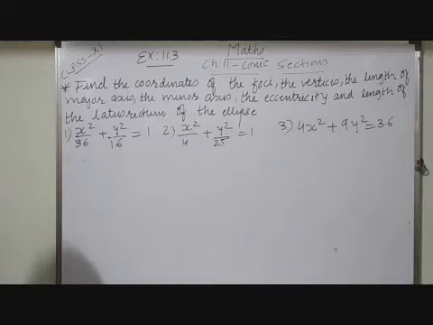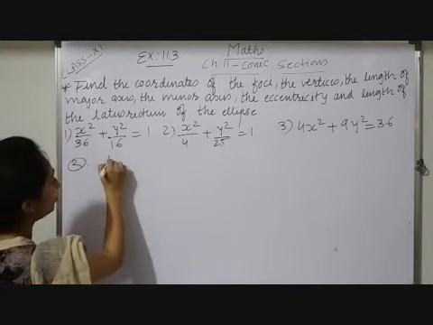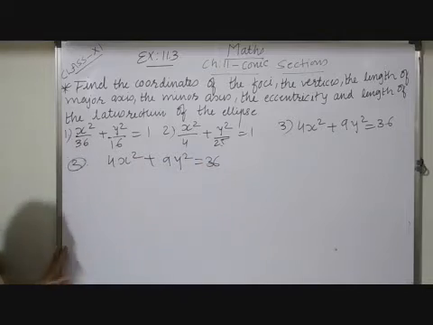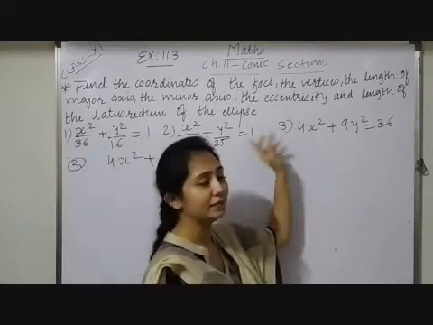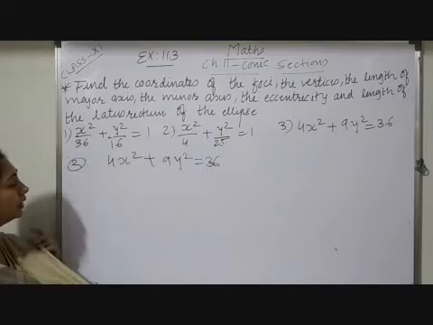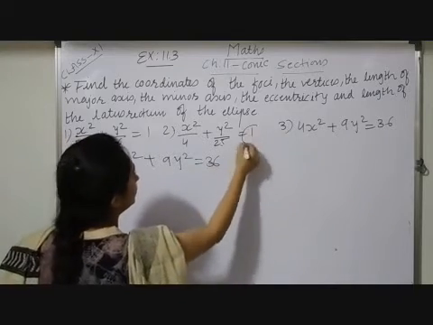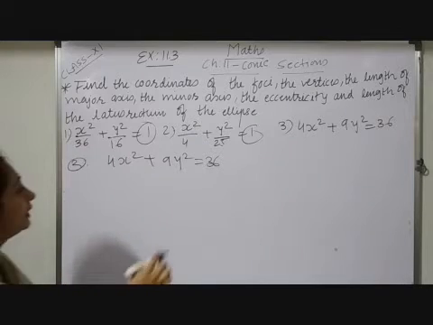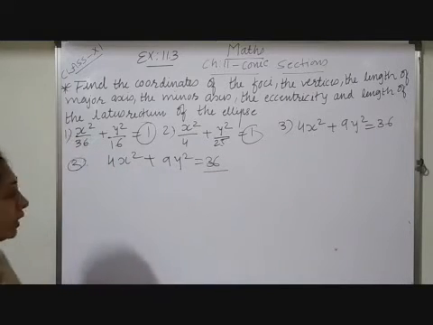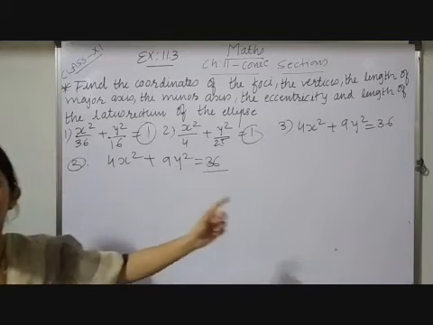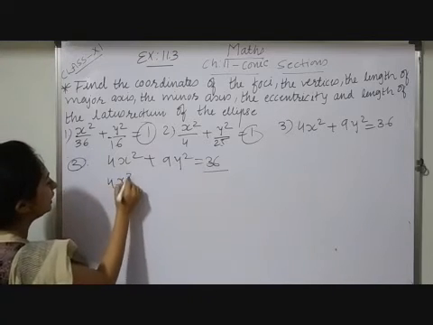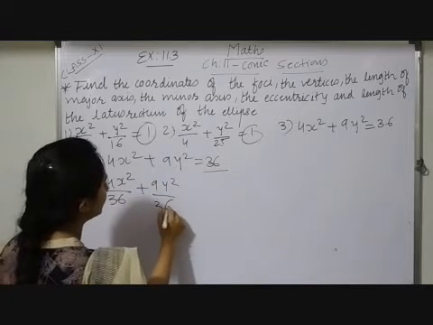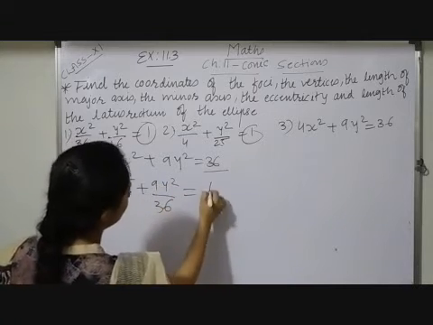See, your third question, your equation is 4x square plus 9y square, which is equal to 36. Now you may observe there is a difference between both of these cases. So what should I do here? I want 1 on the RHS part, but here 36 is given. So what should we do? Divide the whole equation by 36. We will obtain 4x square upon 36 plus 9y square upon 36, which is equal to 36 upon 36.